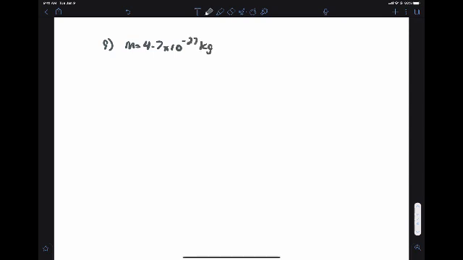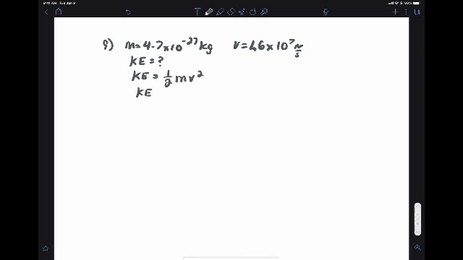And it's traveling at a velocity of 1.6 times 10 to the 7th meters per second. You're asked to solve for what its kinetic energy is. So kinetic energy, our formula, is 1/2 mv squared. What you'll need to do now is plug in your variables and then, using your calculator, come up with what the kinetic energy is.